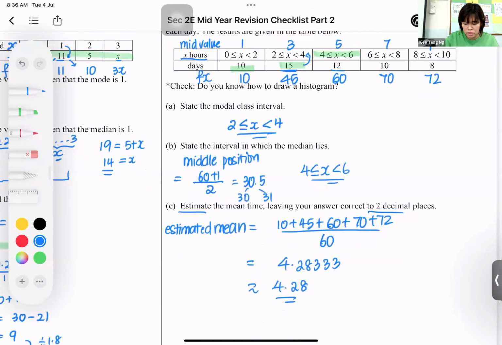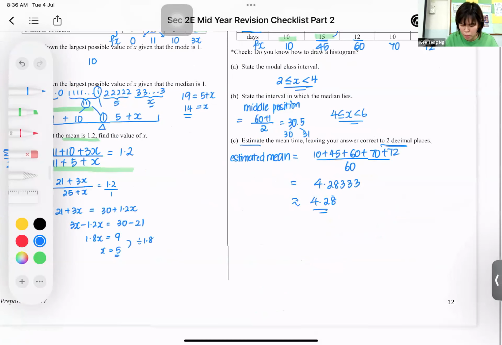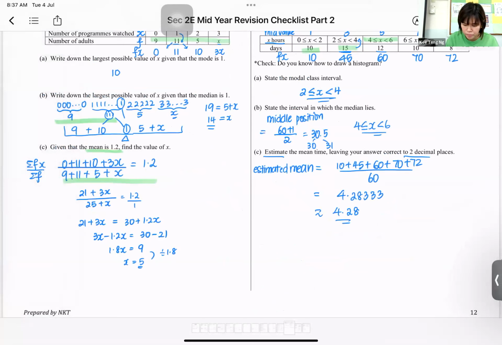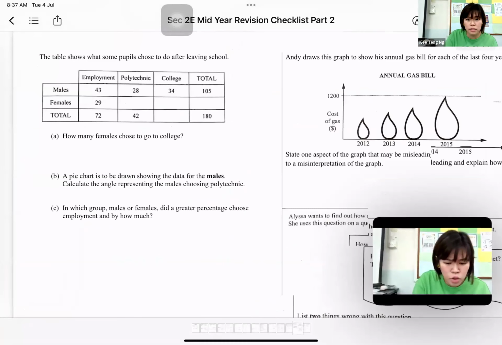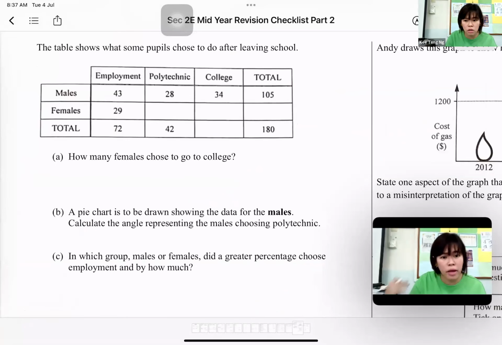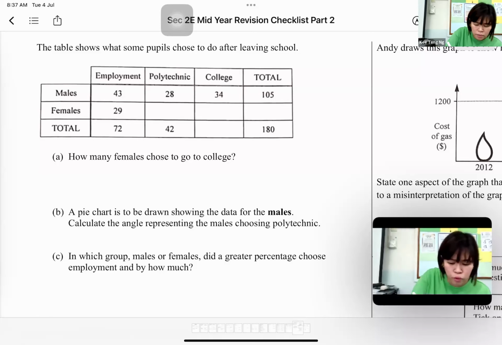Okay, let's continue to our last 2 pages. So for our last 2 pages, this is slightly a different kind of question that needs you to do some explanation or to read carefully what the question is talking about. This table shows what some people choose to do after leaving school. So that means after they graduate, where they want to go. So for employment, there are a total of 72 over here.